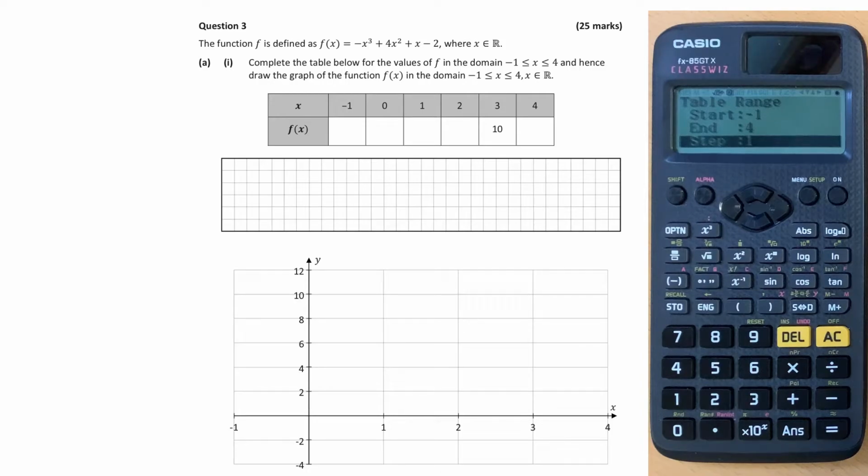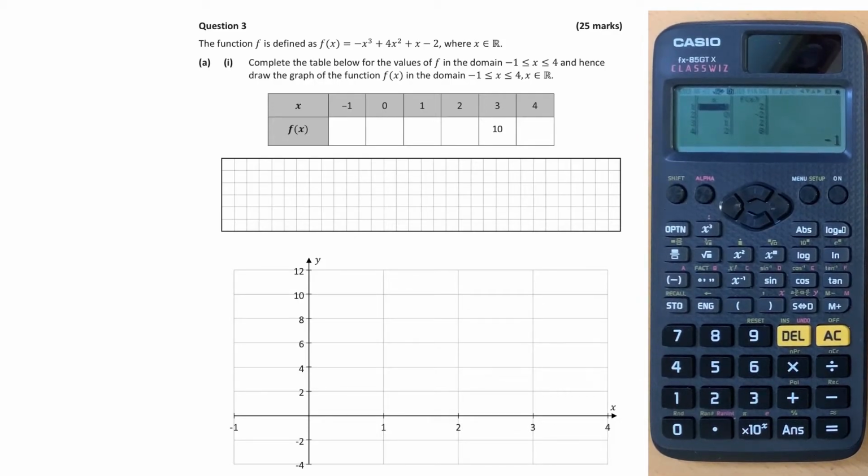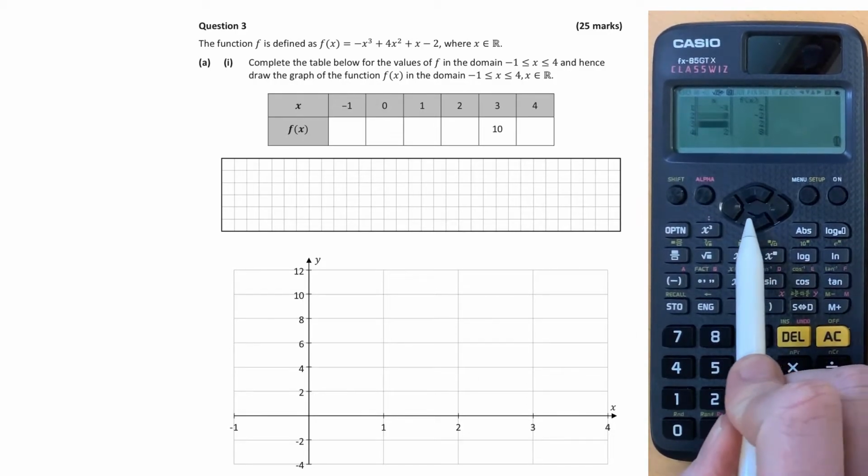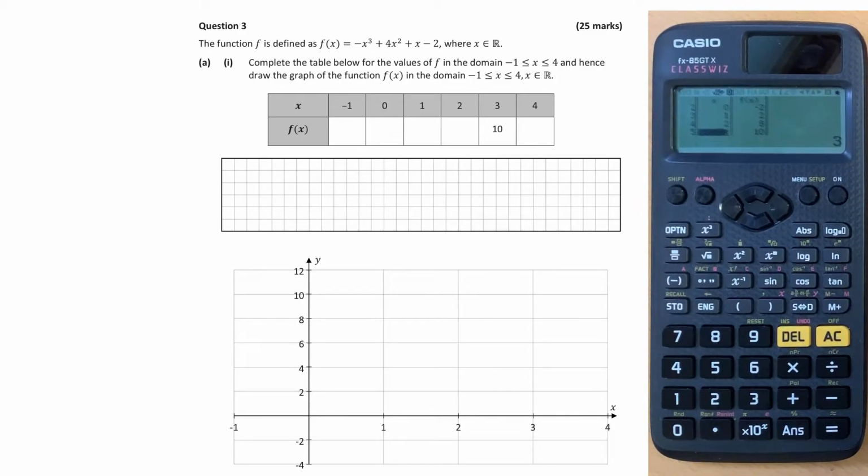And step. What step means is how much you're going up by each time. So how much your input's gone up by. And I can see that the inputs there are going up each time by 1. So I put 1 in and press equals. And that gives me my answers there. So I can see -1 maps onto 2. 0 maps onto -2. 1 maps onto 2. 2 maps onto 8. And if you go down there, you can see what the next one is. 3 maps onto 10. And 4 maps onto 2.